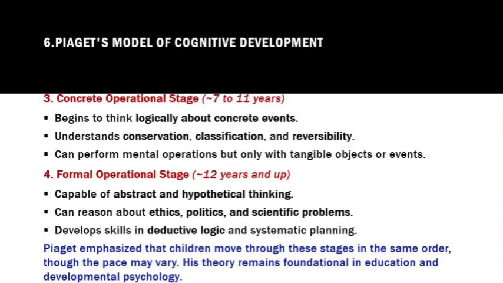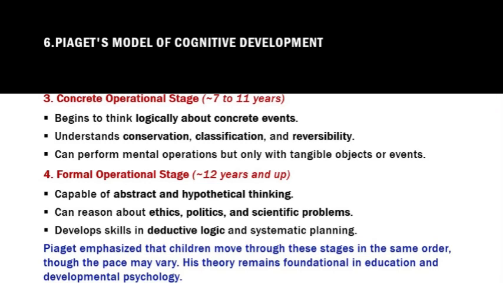Third is the concrete operational stage, which includes 7 years to 11 years. In this stage learners begin to think logically about concrete events and understand conservation, classification and reversibility. At this age they can perform mental operations, but only with tangible objects or events.